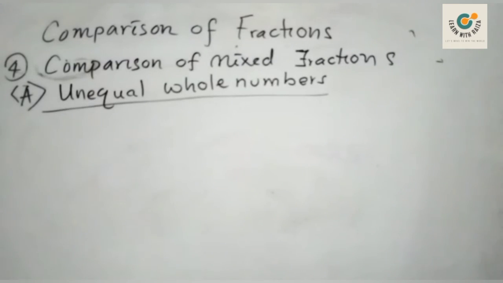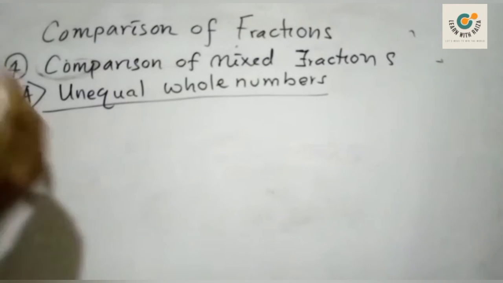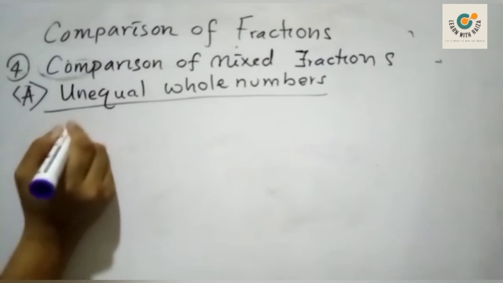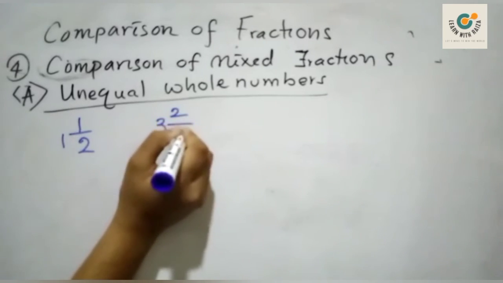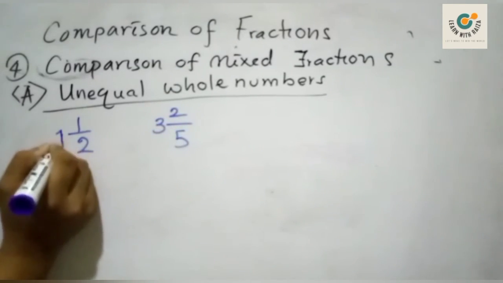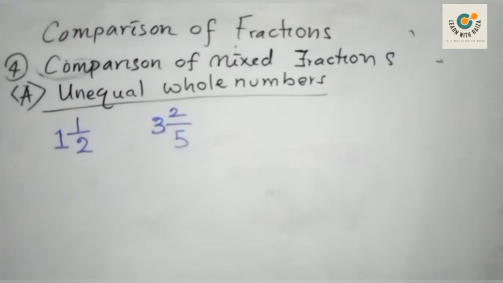Mixed fractions with unequal whole numbers and mixed fractions with equal whole numbers. So what does that mean? You know what mixed fractions are, right? With a whole number, I told you. If I consider two fractions, 1 1 over 2 and 3 2 over 5, here see, the whole numbers are different. Here 1, here 3. Whole numbers are different.